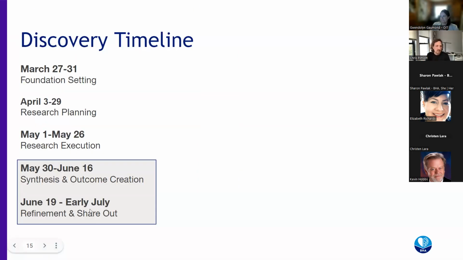And so the next step here is to finish up this synthesis step that we're currently in and start working on creating our outcomes. So creating recommendations, creating ideas of what the new systems and new data reporting instruments might look like. So then we'll be finishing that synthesis, making refinements, and we hope to have information ready to share out by early July.